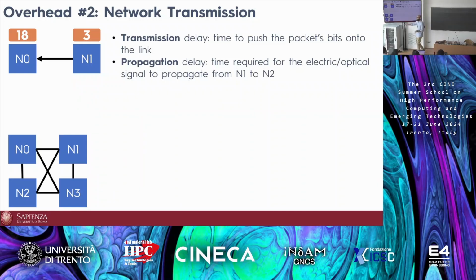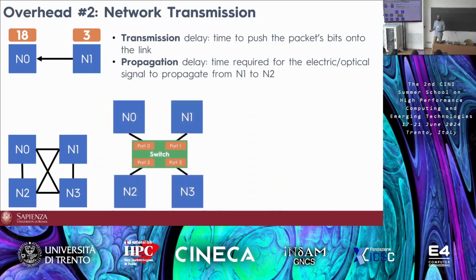What if it's 1,000 nodes? That's not going to be possible anymore, because each node has a fixed number of network ports, a number of network interfaces. So how do we do that? Usually in that case, you put network switches.